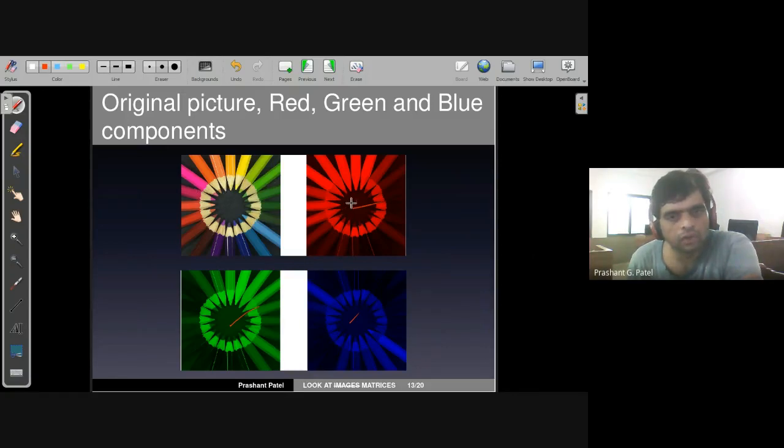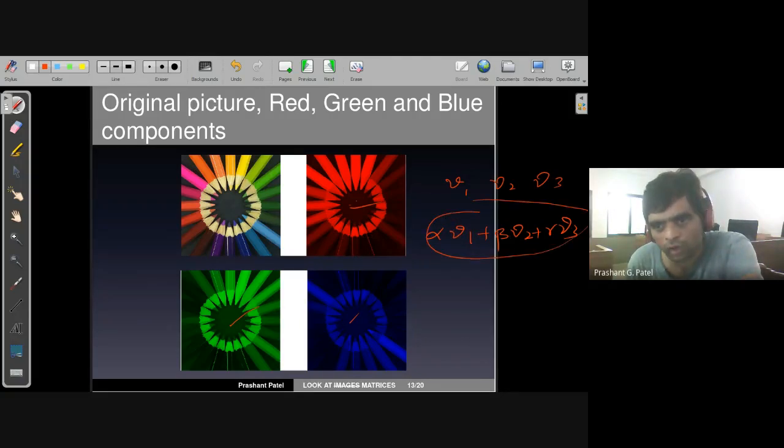So if you do a linear combination of these 3 images, we know what is meant by linear combination of vectors. If you have v1, v2, v3, 3 vectors, a linear combination is alpha v1 plus beta v2 plus gamma v3. Here they are matrices. So this is known as a linear combination of these 3 matrices. These are not images; I am taking them as matrices. So a linear combination of these 3 matrices will lead to this original image.